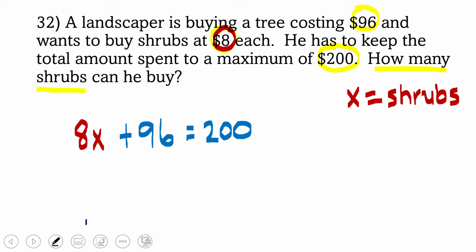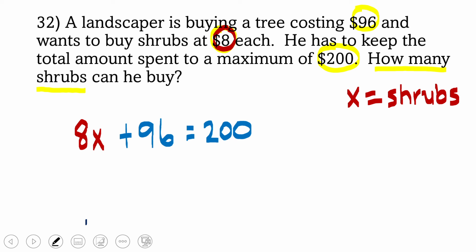How did we build this equation? We thought about our mystery number. We assigned it a variable. X is going to be the number of shrubs he could buy, because that's our question. We don't know. It's a variable. It's a mystery. We know that those shrubs are $8 each. That's where 8 times x comes from. Whatever amount he buys, it's going to be times 8.